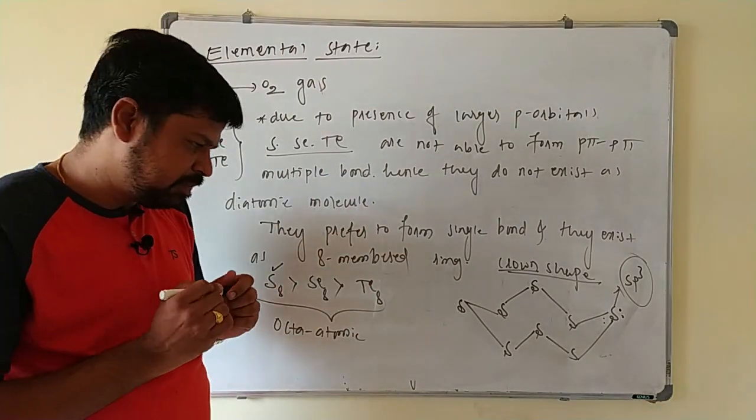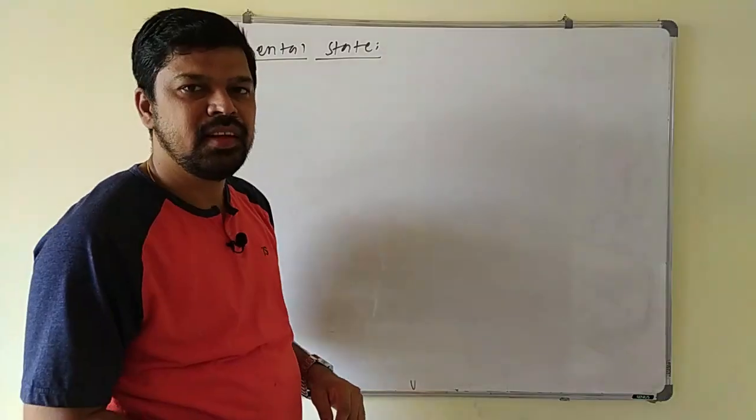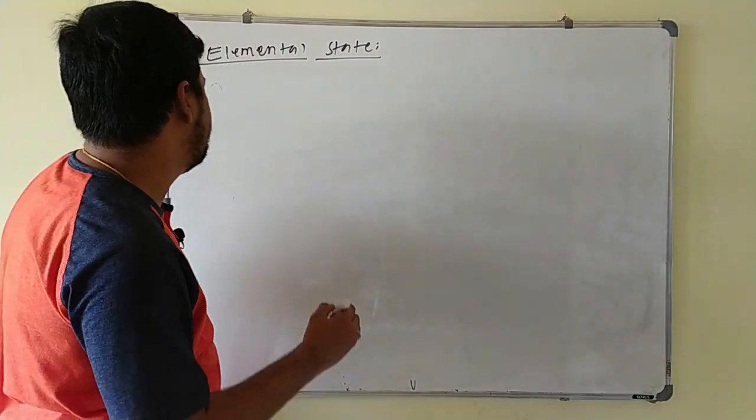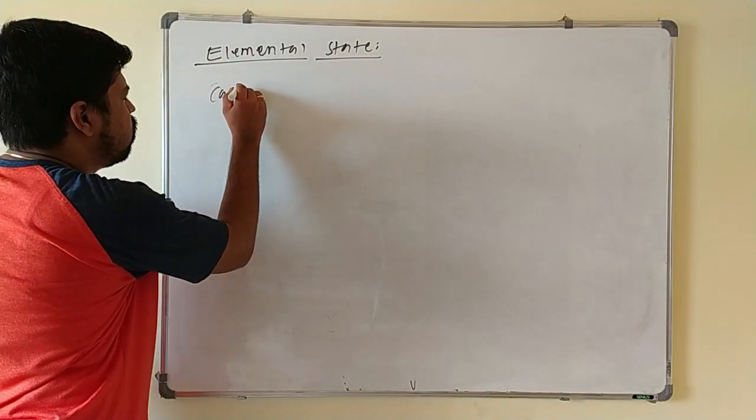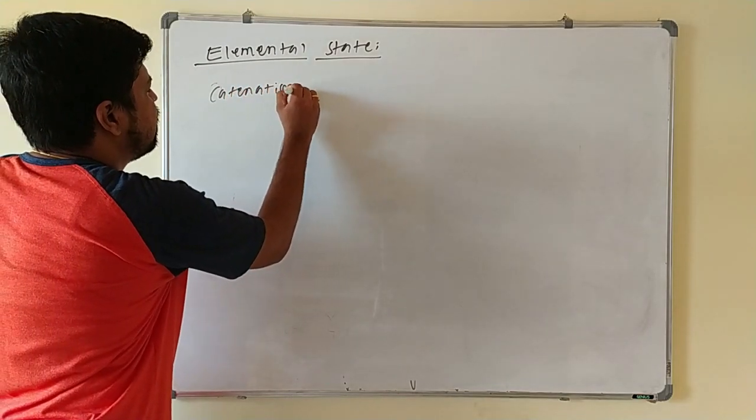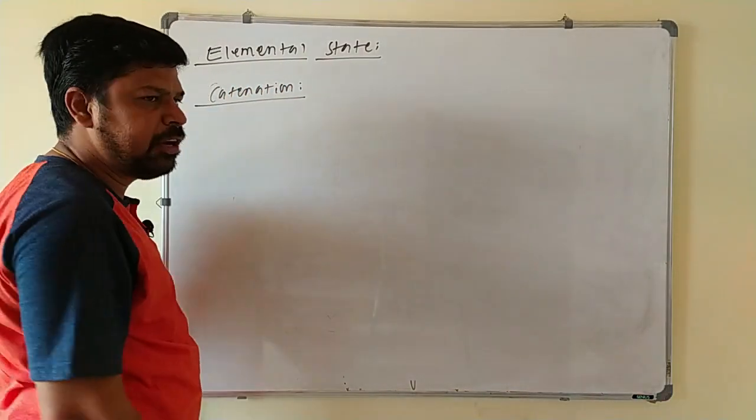Octatomic molecules here. Next point is catenation, we will discuss. Already we know, what is catenation? It is the self-linking ability of the atom.